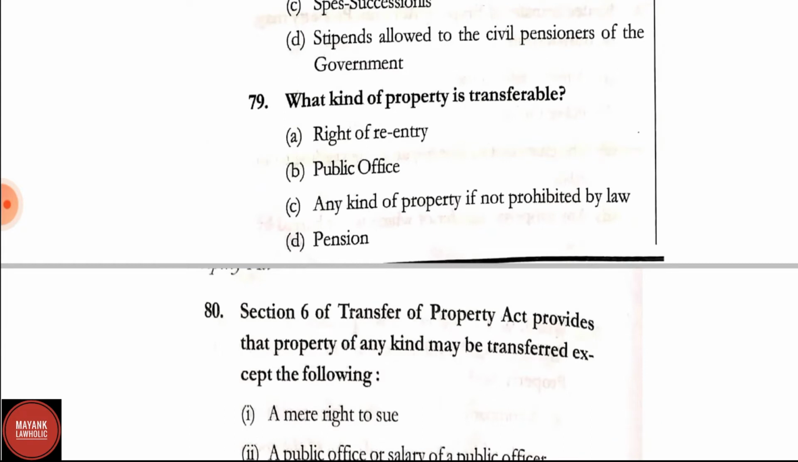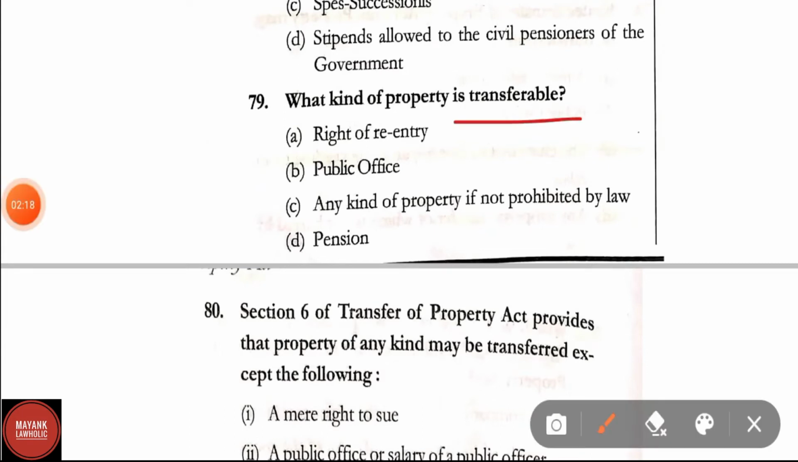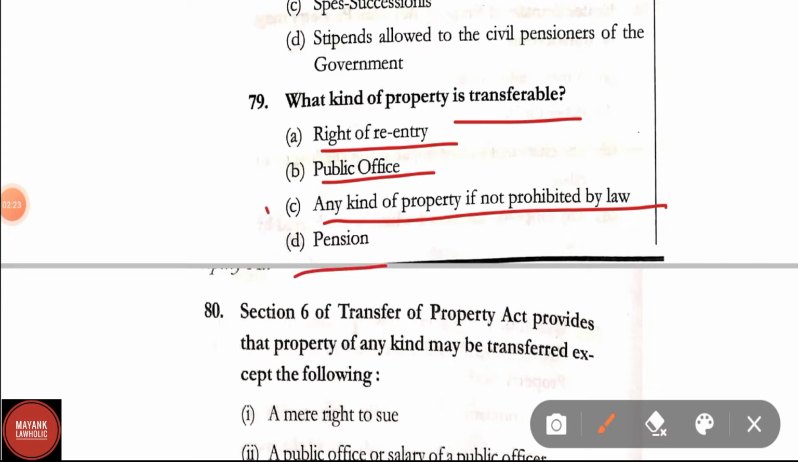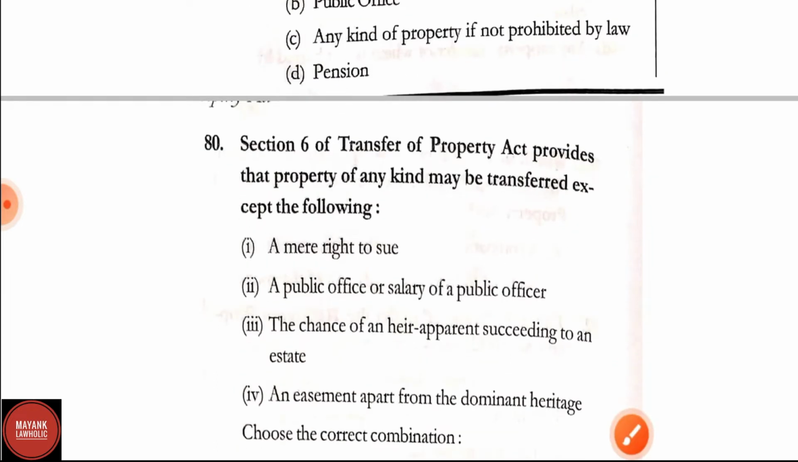Question number 79. What kind of property is transferable? Right of re-entry, public office, any kind of property if not prohibited by law, pension. Correct answer is option C. That is, any kind of property if not prohibited by law can be transferred in the Transfer of Property Act.